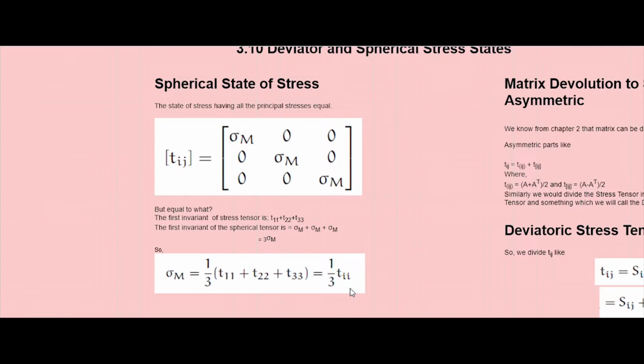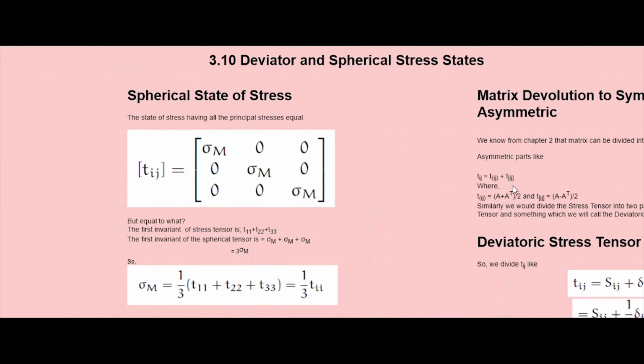We can see it in another way: the first invariant of the actual stress tensor and the spherical stress tensor should be the same, should be equal, and this is how we have defined sigma m. So what is the physical significance of this tensor? We will discuss it at the end of the video.